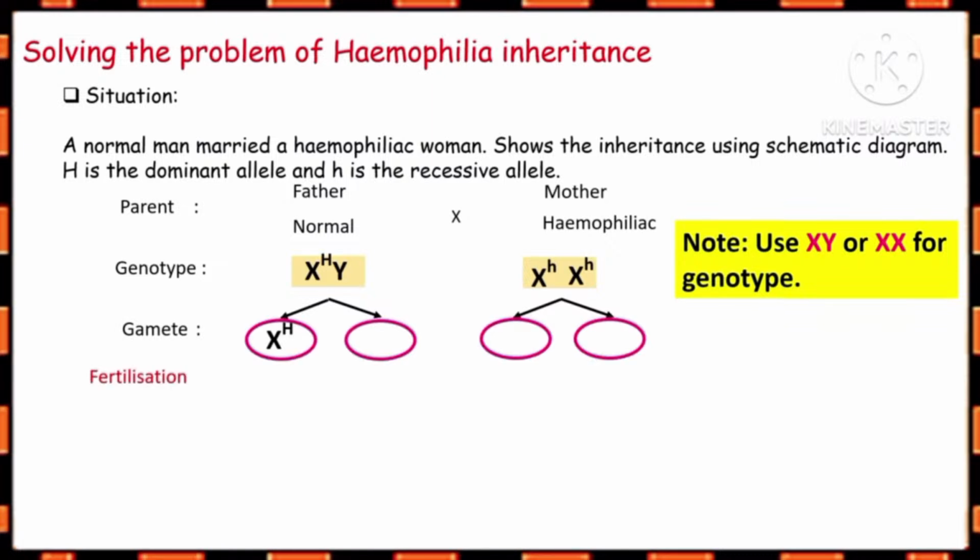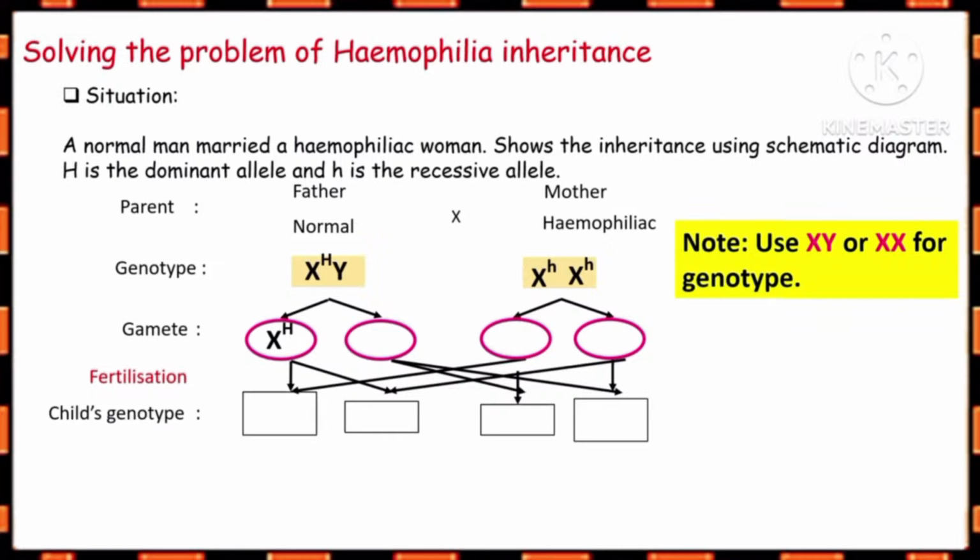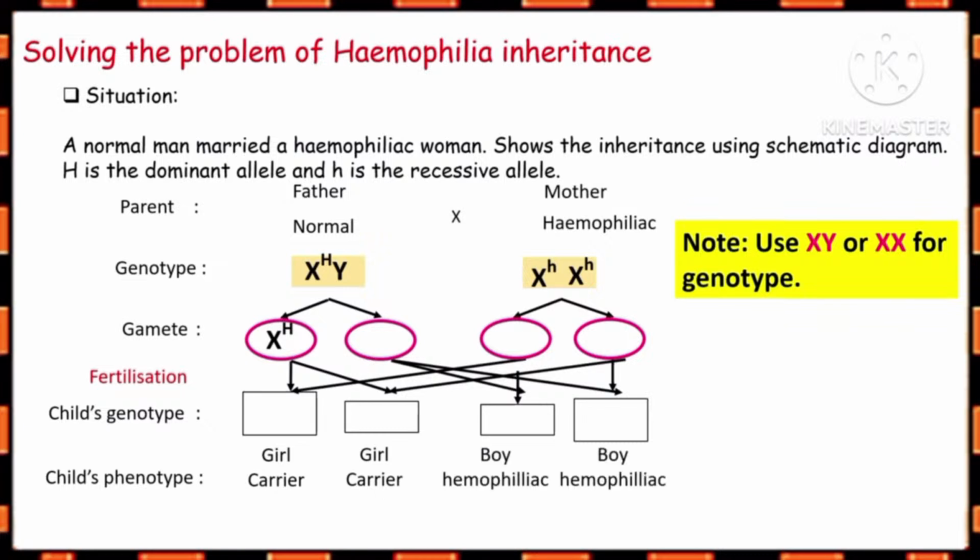Through fertilization, you will get the genotype of the children. Next, you have to identify the phenotype for each child. Can you solve the problem? Okay student, if you manage to solve the problem, you will have an answer like this. You will get one girl, who is a carrier. The second girl, also a carrier. The third and the fourth, boys, are hemophilic. And the ratio for this is 1:1. Well done, student.